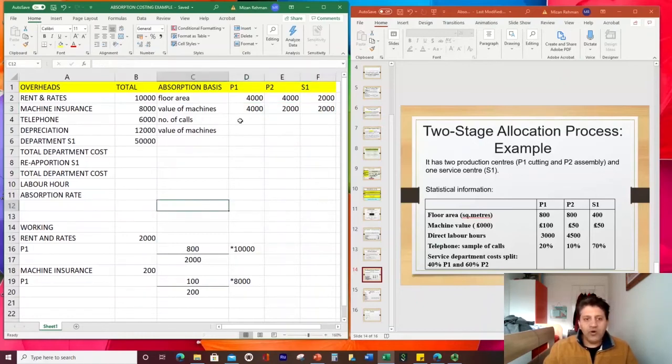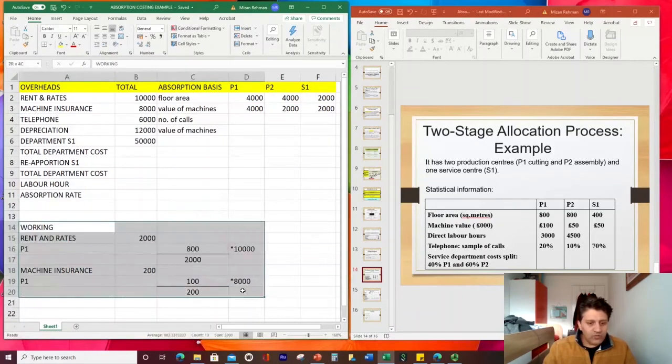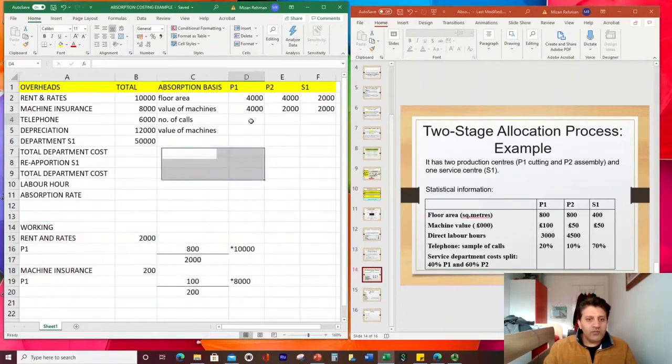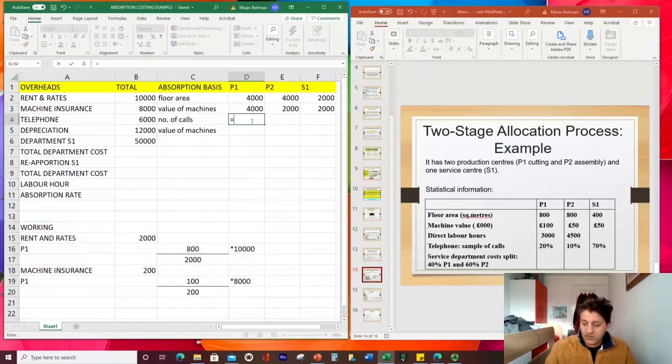Telephone calls, on the basis of the number of calls. And in this case, we don't have to do this working. We simply multiply the percentage. So for the number of calls, the total cost is 6,000 times 20%. Now 20%, those who understand maths, is actually 0.2 or 20 divided by 100. They're all the same things, okay? So if I do the maths, I get 1,200.